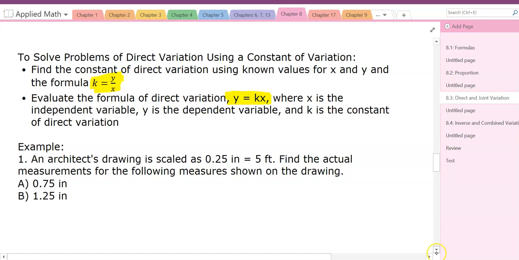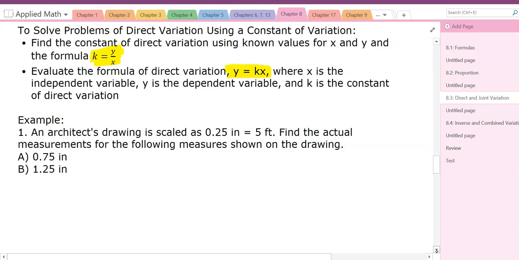So this is saying that an architect's drawing is scaled so that 0.25 of an inch represents 5 feet. That means on the drawing, a quarter of an inch represents 5 feet in real life. Find the actual measurements for the following measures shown on the drawing. Now, we could use proportions to set these up too. That's an option. But if they want me to use this constant of variation method, I'm going to first find my constant. So I'm going to do k equals y over x.